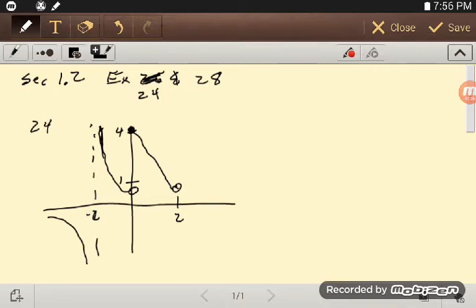And then it looks like if this is 4, then at 2 there's a dot above the 4. This thing takes off like that, and this takes off like that.